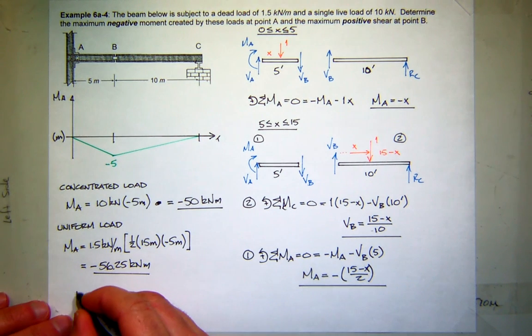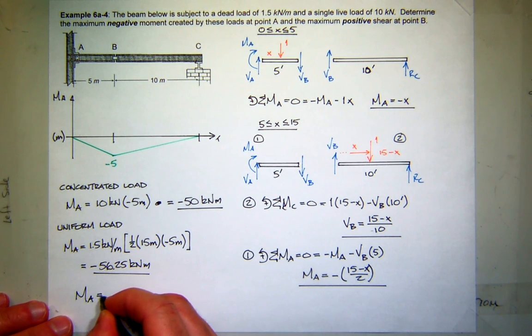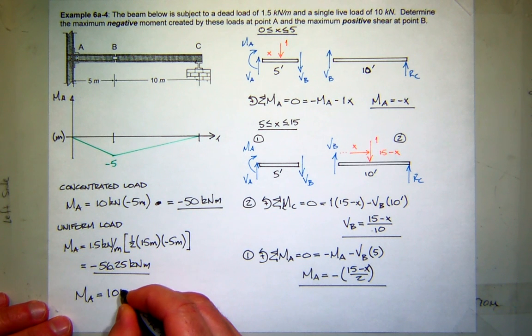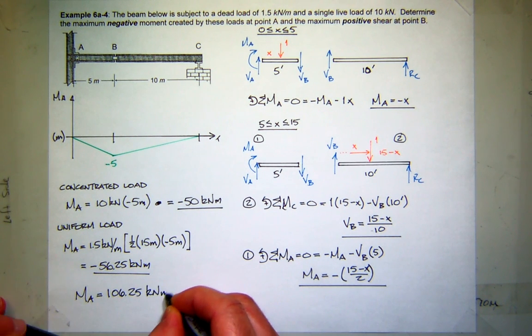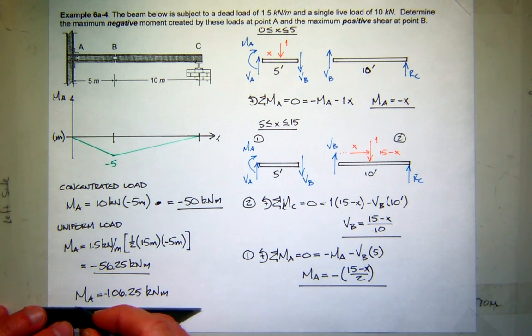So the total moment, you simply add those two together, which looks like 106.25. That's negative 2. So that's the maximum negative moment at A created by those two loads.